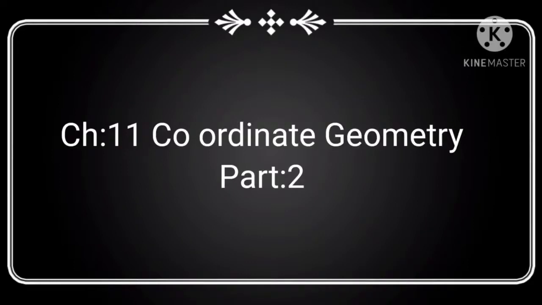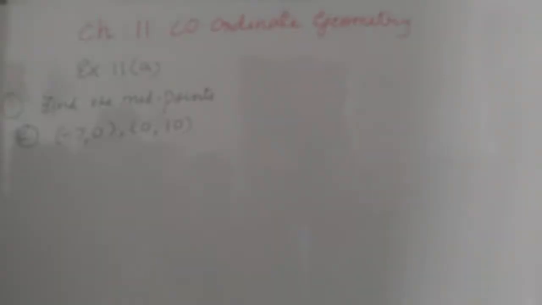This is chapter number 11, Coordinate Geometry, part 2. In this part, I have started exercise 11a and we have used here midpoint formula, distance formula and section formula to get our answers. In the last video, I explained some important formulas: the section formula, midpoint formula, centroid formula and distance formula. So now using our formulas, we'll solve exercise 11a.